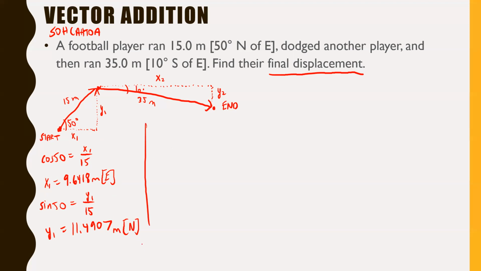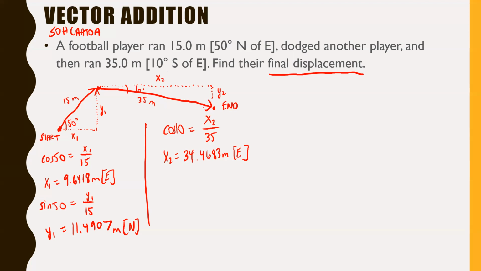Now, next thing we'll find, I'm just going to draw a dividing line here. We need to find our x2 and our y2. Notice x2 in this case, once again, that's going to be our adjacent side. And we have our hypotenuse, except this time it's 35 meters, right? So adjacent and hypotenuse, that's going to be cosine again. So it's cosine 10 degrees equals adjacent, which is x2, over hypotenuse, which is 35, multiplied by 35 on both sides. This gives us x2 equals 34.4683 meters to the east.